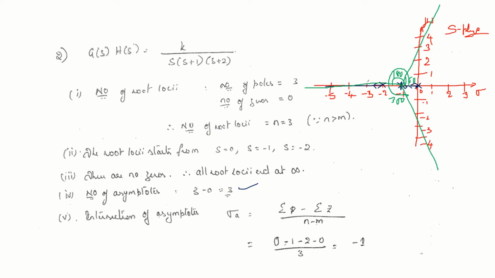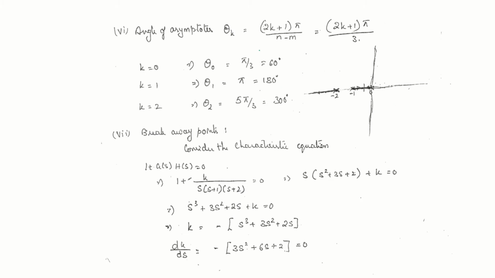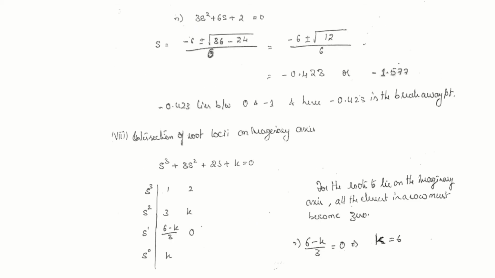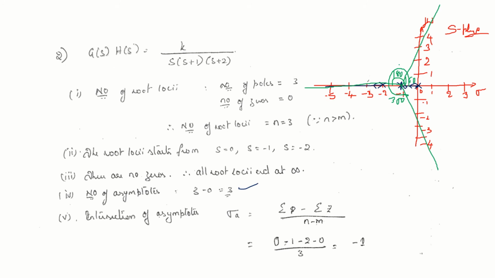Next, for the root locus between these two poles, you have to find the breakaway point. For that you have to consider the characteristic equation, then differentiate this K and get the values. You are getting minus 0.423 and minus 1.577. Minus 0.423 is somewhere here. Mark the breakaway point. The other one is here, there is no root locus, so that is not a breakaway point.